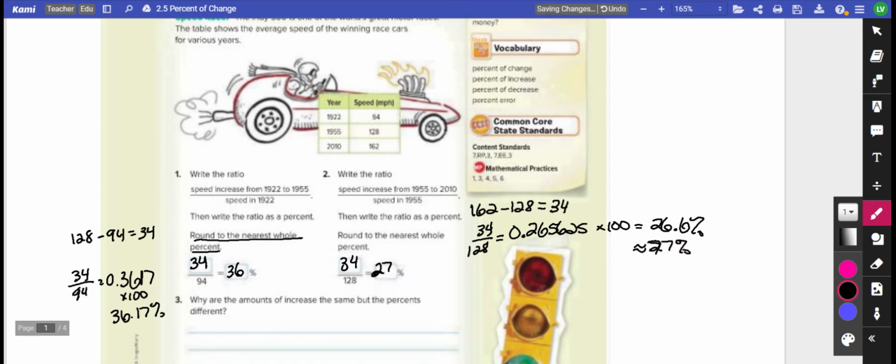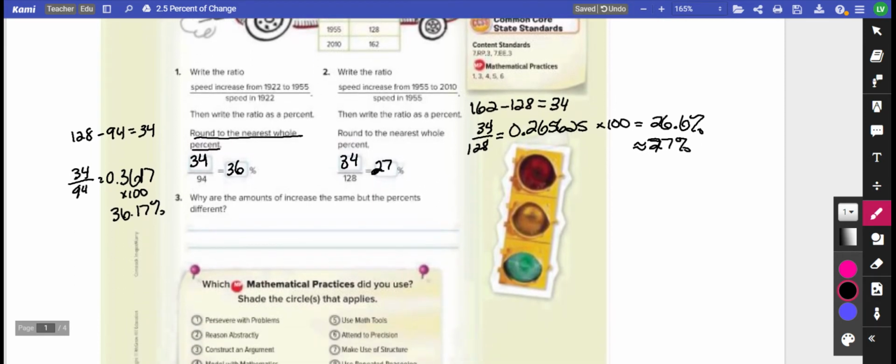So why are the amounts of increase the same, but the percents different? Well, this is because the speeds for the starting years are different.